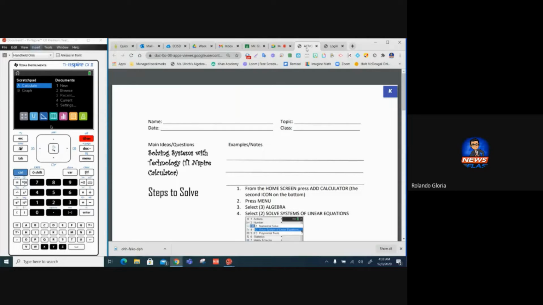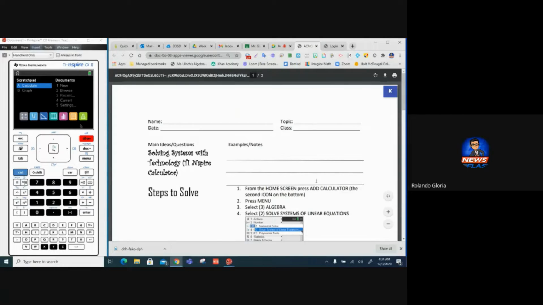So what do you mean by solving systems with TI Nspire is that we are going to use one of the features of TI Nspire calculator, and that feature is what we so-called LinSolve or linear solve.